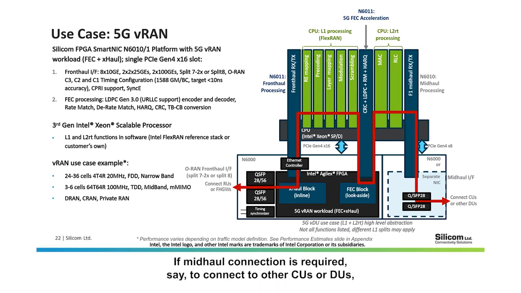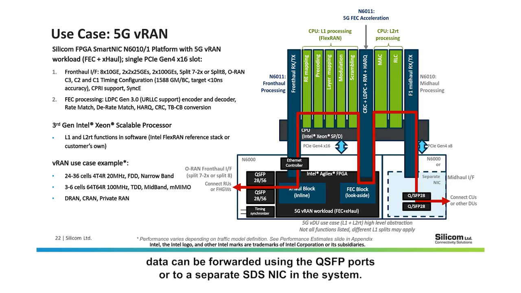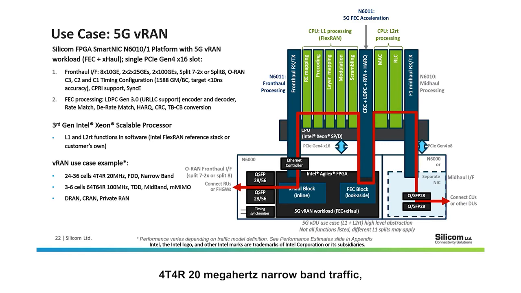If a midhaul connection is required, say to connect to other CUs or DUs, data can be forwarded using the QSFP ports or to a separate STS NIC in the system. Depending on the traffic model, this system can support 24 to 36 cells of 4T4R 20 MHz narrowband traffic, or up to 3 to 4 cells of 100 MHz massive MIMO traffic.